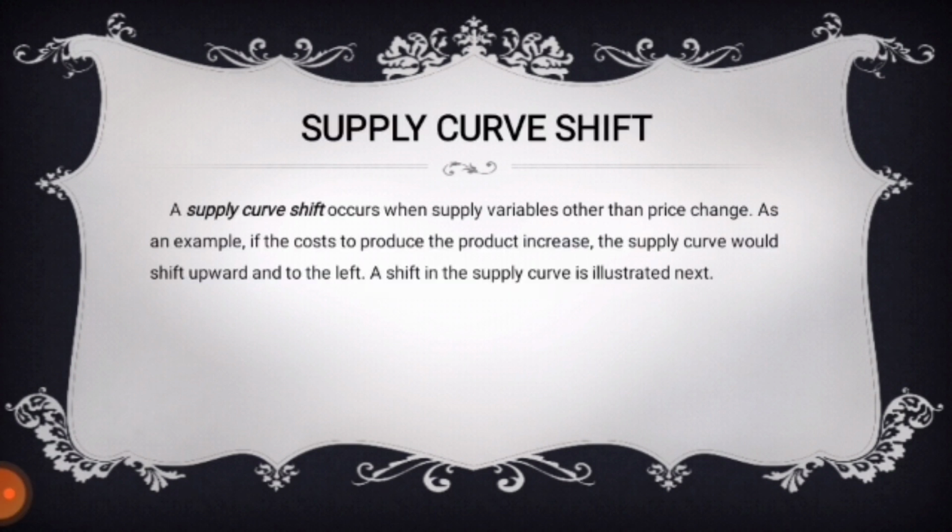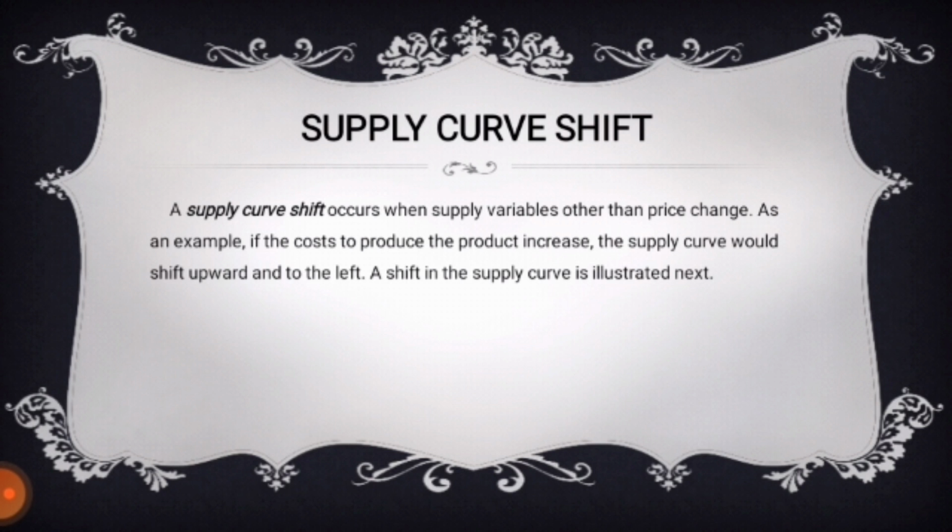My name is Carmela Rita and I will tackle supply curve shift, market equilibrium, and pricing and profits. A supply curve shift occurs when supply variables other than price change. A change in supply leads to a shift in the supply curve, which causes an imbalance in the market that is corrected by changing prices and demand.